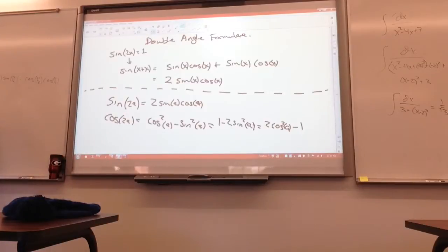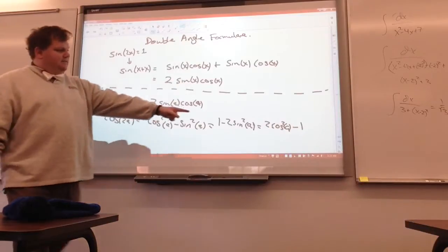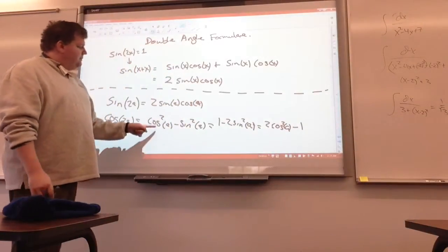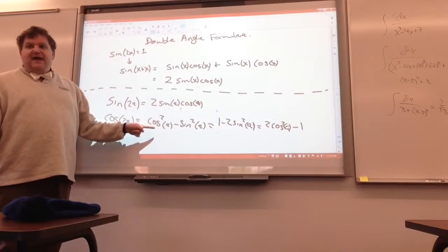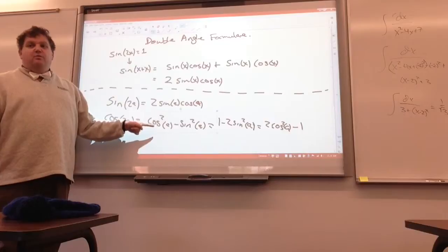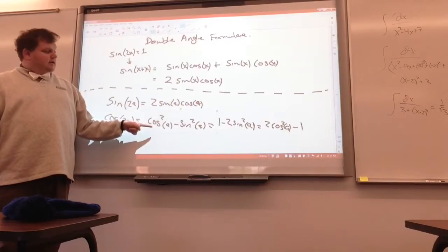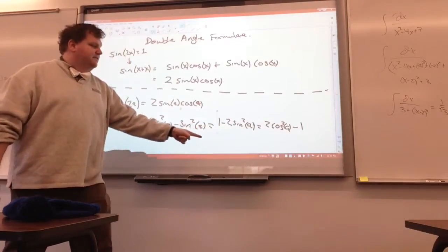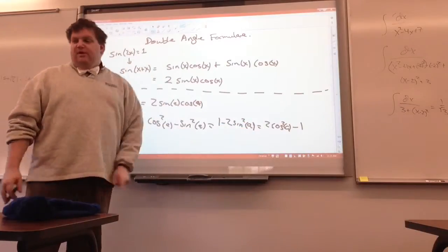On the last one, how do you make cosine squared into what? Right here, how do I get these two? I'm going to replace that with its Pythagorean identity, which would be 1 minus sine squared, which is how I get this right here. And then for the second one, I do the same thing but replace the sine.